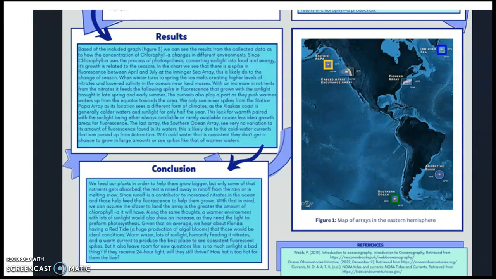fluorescence. The last array, the Southern Ocean Array, sees no variation to the amount of fluorescence found in the water. It's likely due to the cold water currents that are pushed up from Antarctica. With cold water that is consistent, they don't get a chance to grow in a large amount or see spikes like that of warmer waters.